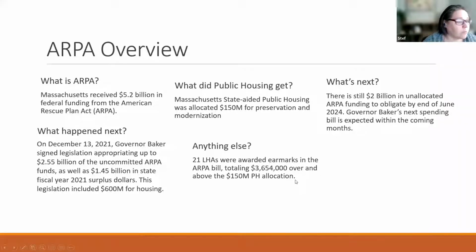21 housing authorities were awarded earmarks in the ARPA bill. That was something that a local legislator advocated for, specific earmarks towards their town. And that totaled $3,654,000 over and above the $150 million that was allocated to public housing. There is still $2 million in unallocated ARPA funding that the governor needs to spend. And we're really hoping that we're going to be getting more of that, but we shall see, right?